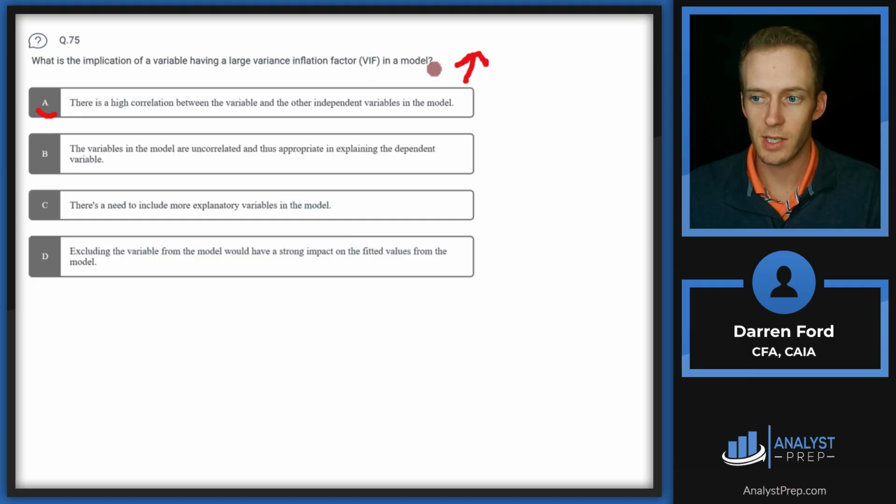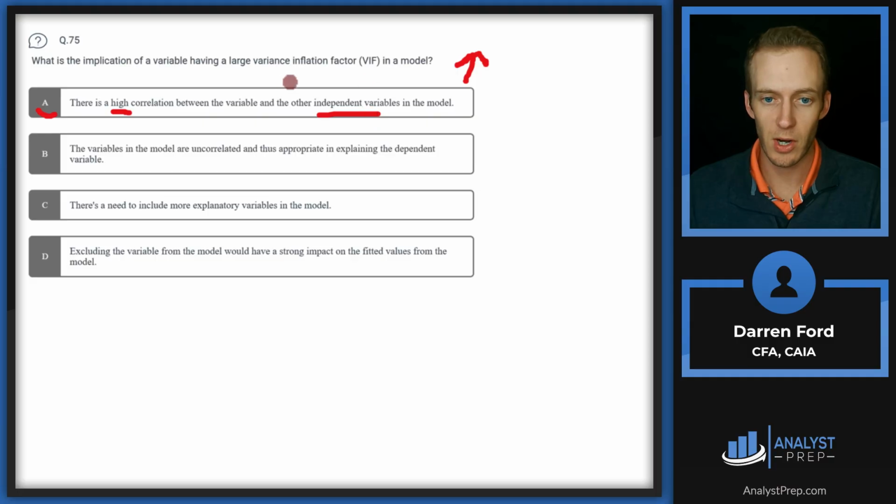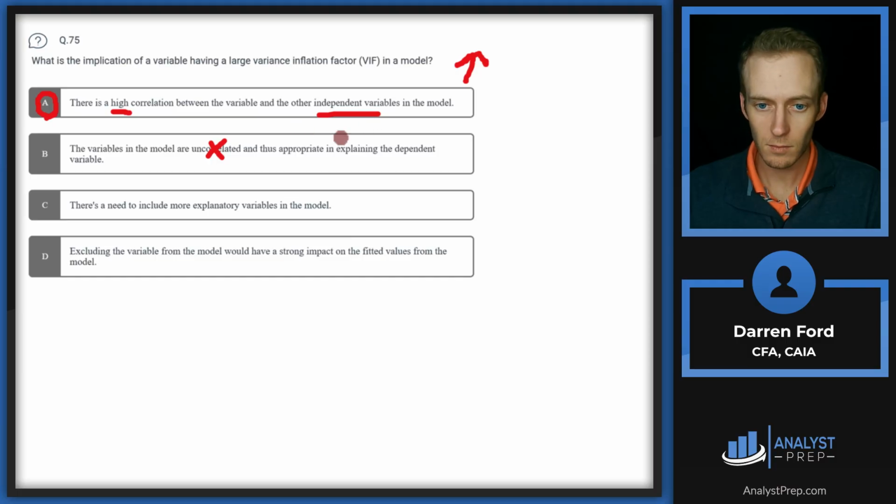Essentially what that's telling us is that the model is detecting some multicollinearity, which indicates correlation between the independent variables in the regression analysis. So if there's high correlation between those independent variables, that would be indicative of a high VIF. Sounds like A is going to be our answer. Let's make sure we can rule the others out. B, the variables in the model are uncorrelated. That'd be incorrect. That's when they are correlated. And thus appropriate in explaining the dependent variable. This should be low for this to be a proper model.